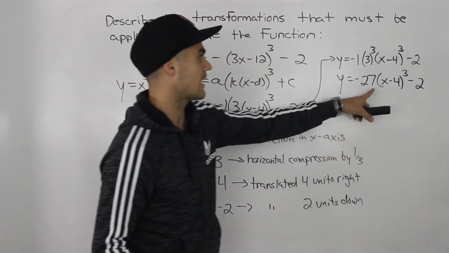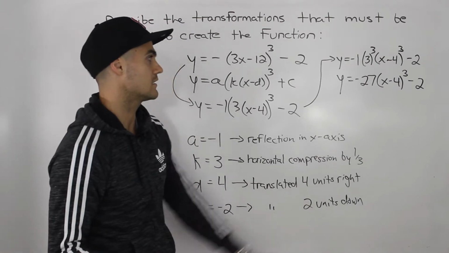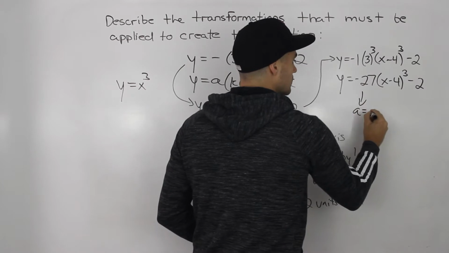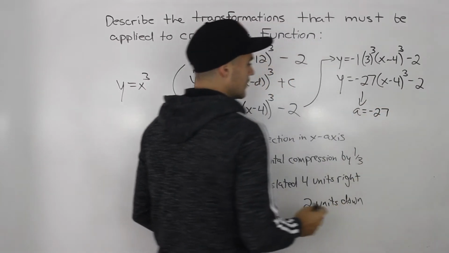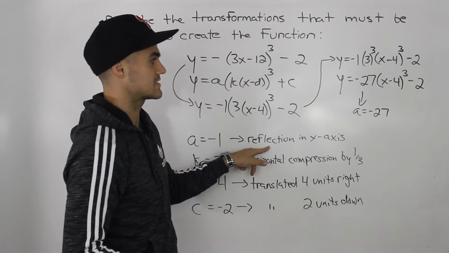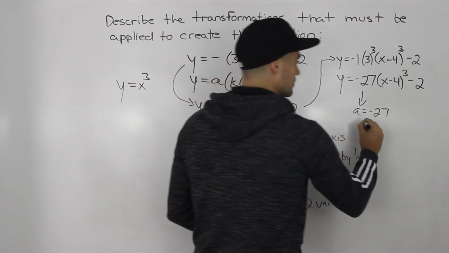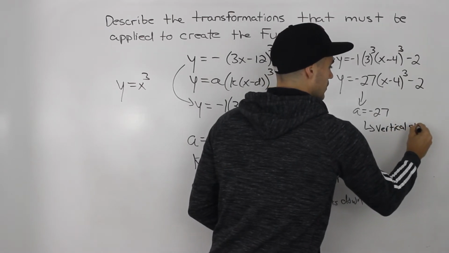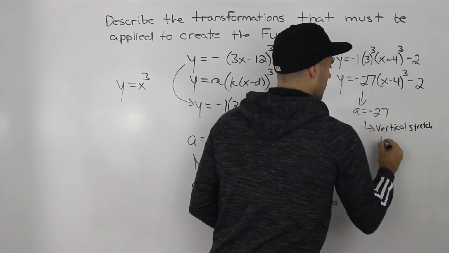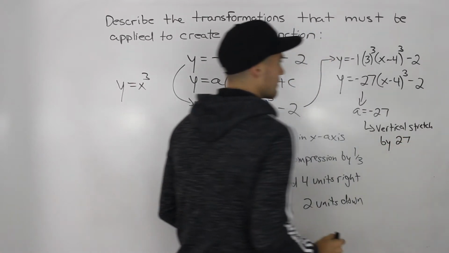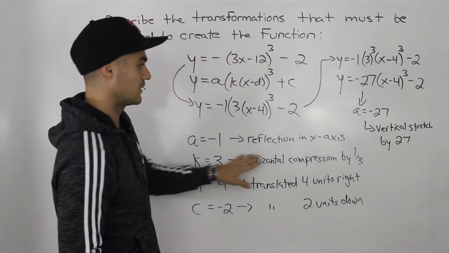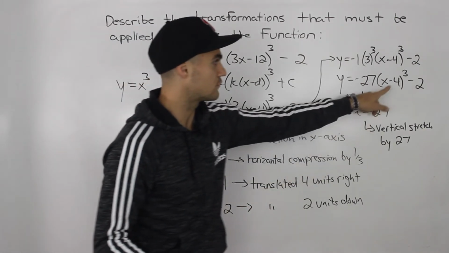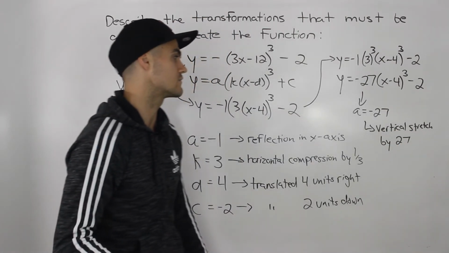And now notice how there's no k value, or rather the k value is just 1, but now we have this a value. Here, in this function, the a value would be negative 27, meaning that there would be a reflection in the x-axis still, plus there would be a vertical stretch by factor 27. And then the k value would be 1, so there'd be no horizontal compression or stretch. D value would still be 4, c value would still be negative 2.